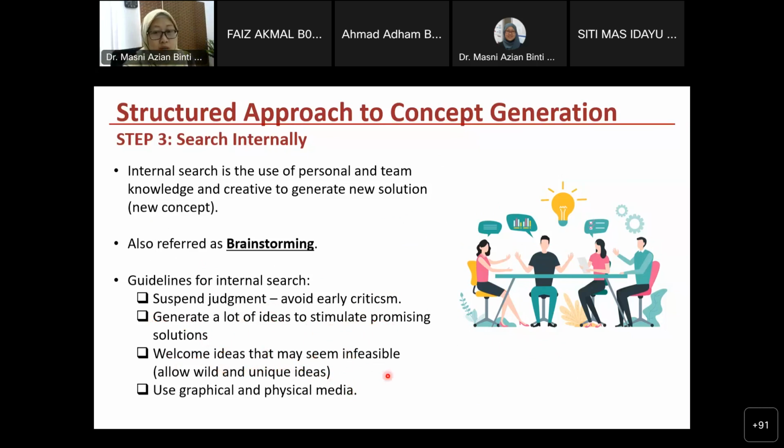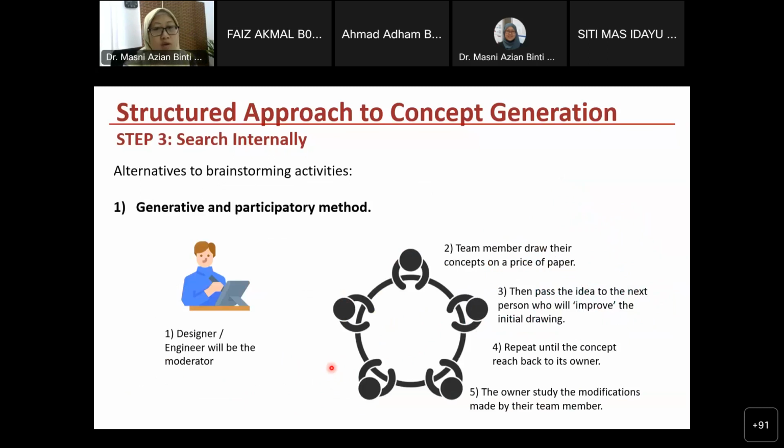So please allow wild and unique ideas when you want to come up with your design concept. Okay, and then you can also use graphical and physical media to inspire you in finding the design solution. Okay, so there are many brainstorming methods that you can do. So here are some of the examples that you can use for your project.